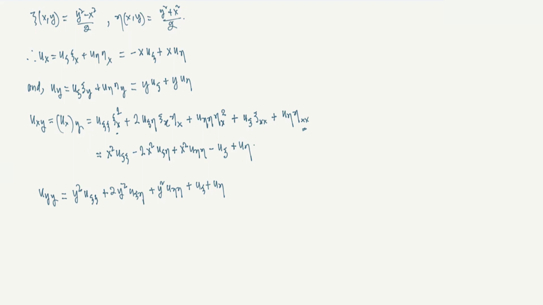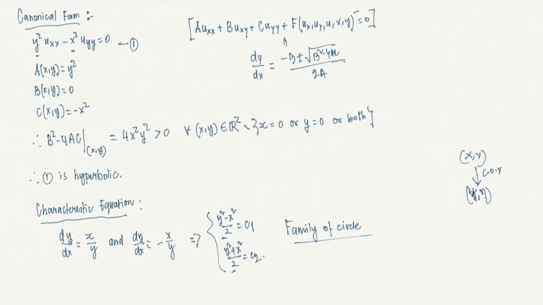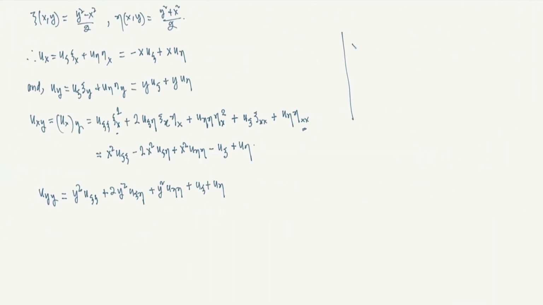And what is our original equation? If you remember, our original equation is y squared uxx minus x squared uyy equals 0. That's our original equation. Now from here you see that xi plus eta is y squared. Yes, y squared. And then uxx is, sorry, I made a mistake here. This is uxx.